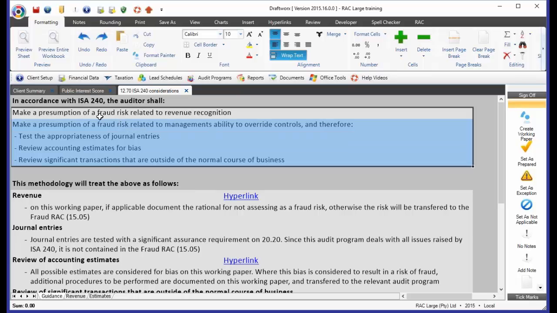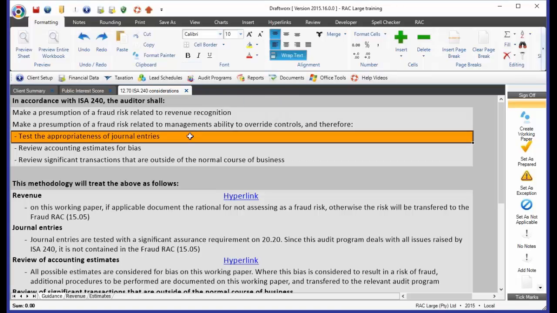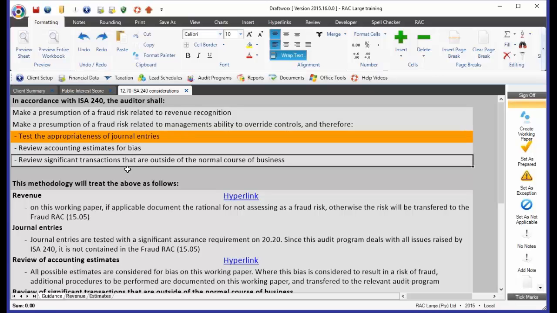There is no option given to us here. We've got to do this. Now, how we've approached this in RAC: when we look at journal entries, there's a separate audit program specifically for journal entries, and that's 20.20, and we'll have a look at that in future weeks. For the significant transactions outside the normal course of business, there are already procedures in place, and those procedures fall onto every single audit program that you open. Once we've populated the audit programs, there are 2 procedures dealing with these significant transactions. So we've dealt with that paragraph already in RAC.